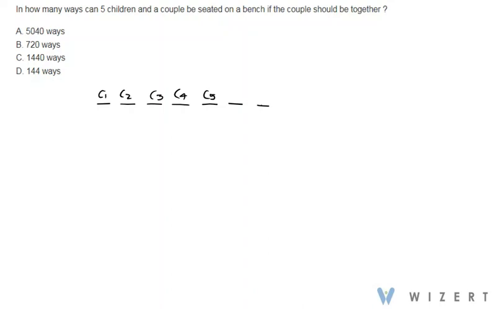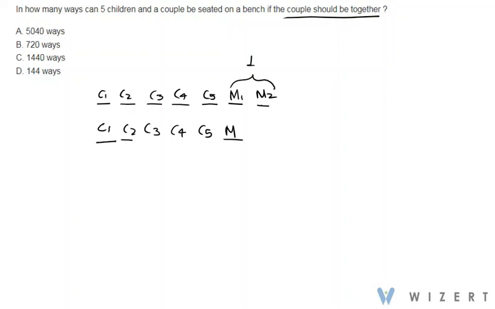A couple means 2 persons, right? So 2 members of couple means M1 and M2. Now the condition is that couple should be together. So we can consider both of them as one person only. So what we can do is we can consider there are 6 different people: C1, C2, C3, C4, C5 and M. So these are our 6 people.